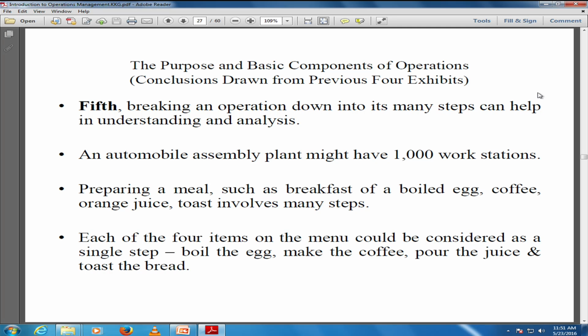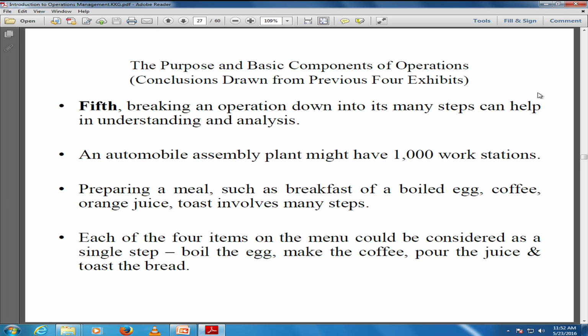For example, an automobile assembly plant might have 1000 workstations. What is being done in each workstation? What are the workstations involved? That must be made known. For example, suppose you are preparing a meal, such as breakfast of a boiled egg, coffee, orange juice and toast, which I had this morning, and that involves many steps. Each of the 4 items on the menu could be considered as a single step. Boil the egg, make the coffee, pour the juice and toast the bread.